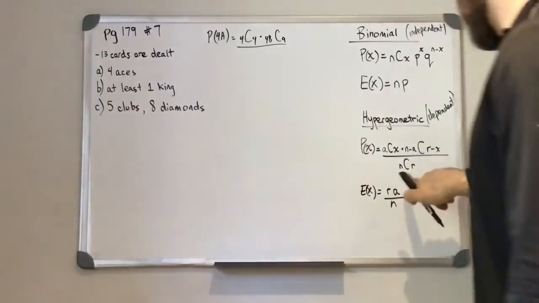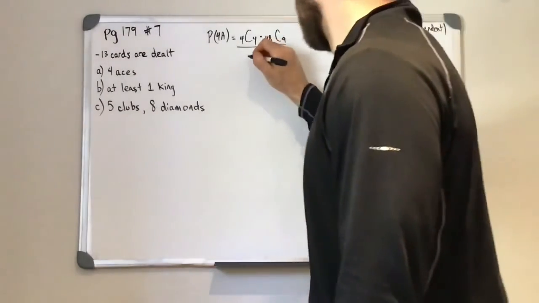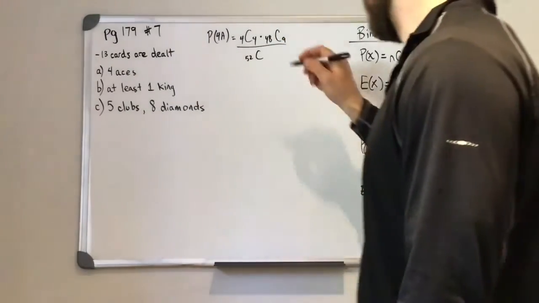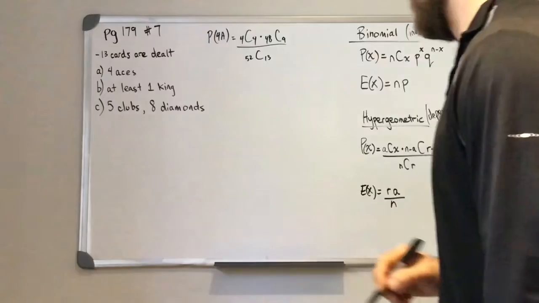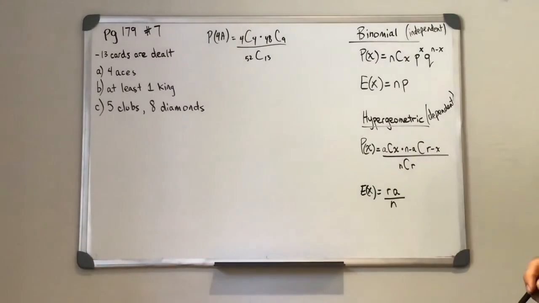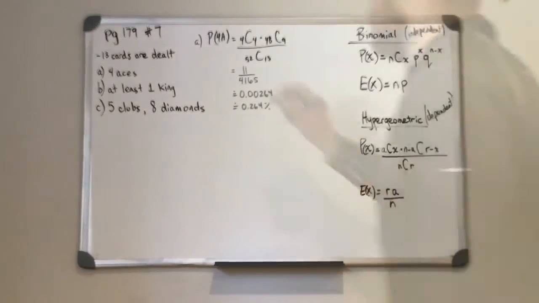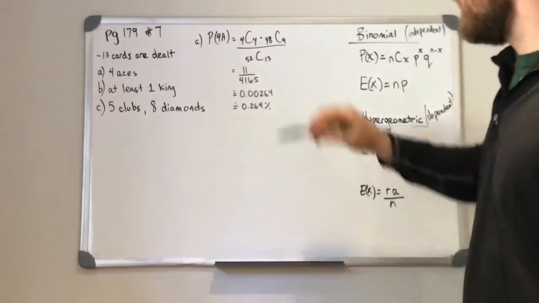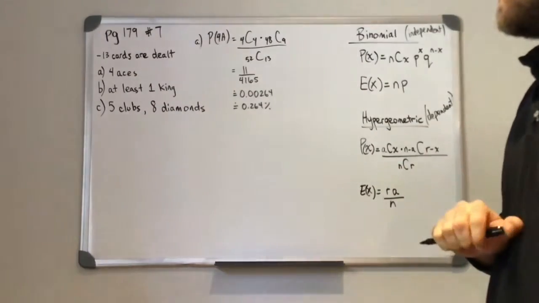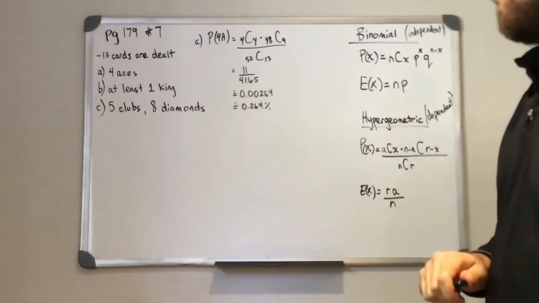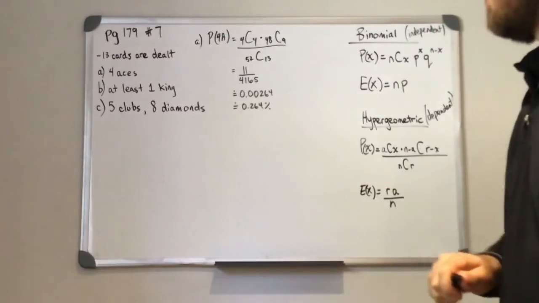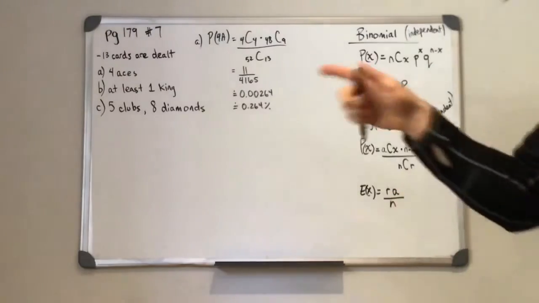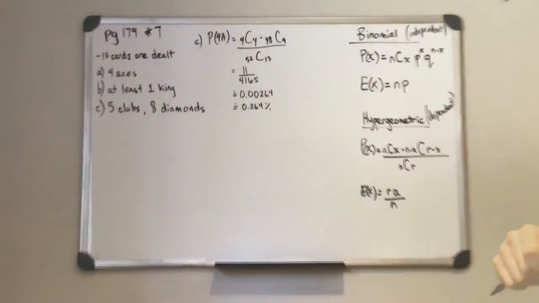Our total is 52 cards, and we're going to have 13 cards drawn for our game of bridge. Punching these numbers into the calculator, we get 11 out of 4,165, which is approximately 0.00264 or 0.264%. So it's pretty unlikely to get all 4 aces in these 13 cards.